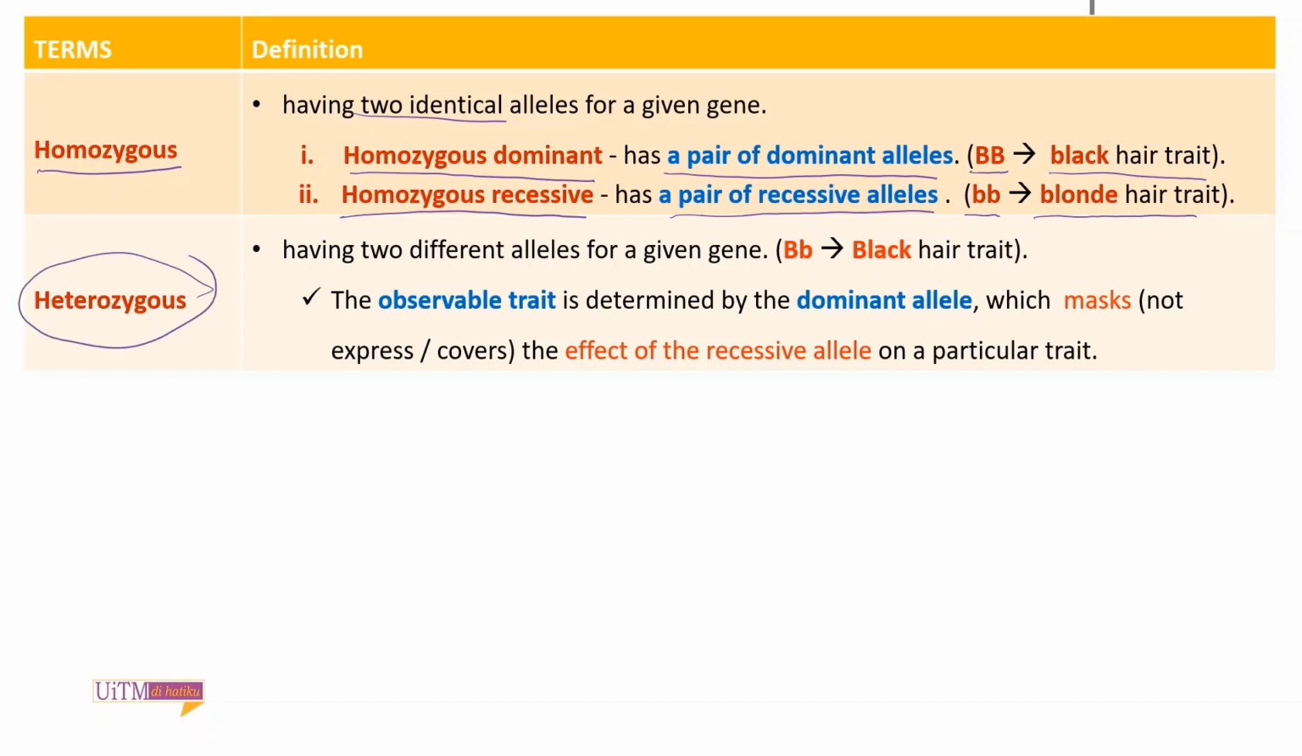Heterozygous. Heterozygous is the condition of an individual having two different alleles for a given gene, for example, capital B and small b. So this expresses black hair color. For heterozygous, the observable trait is determined by the dominant allele, which masks or covers the effects of the recessive allele on a particular trait. For example, here, in the heterozygous condition, the recessive allele is not expressed and will not produce blonde hair color.